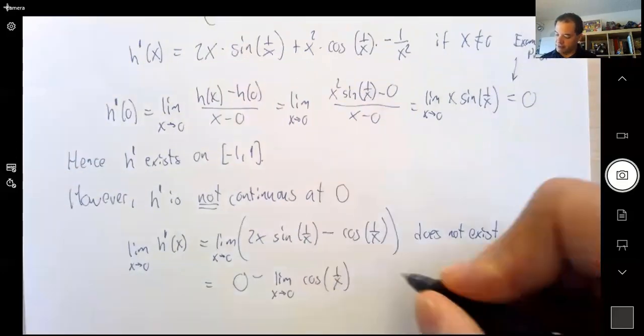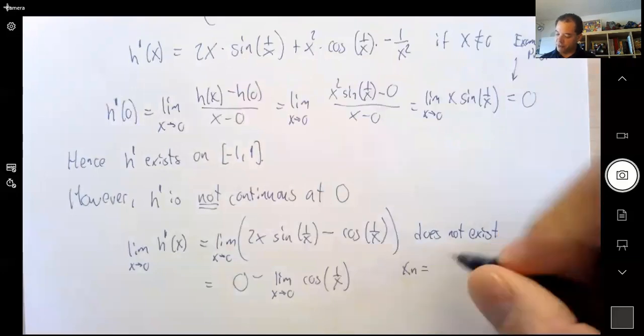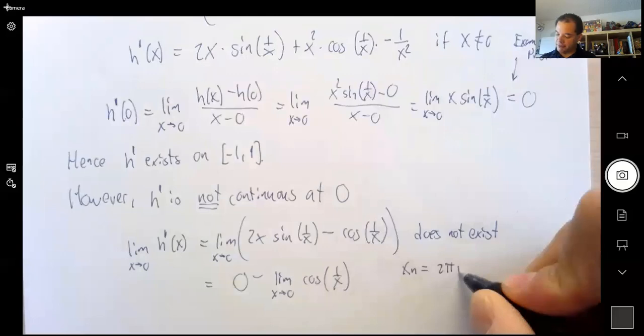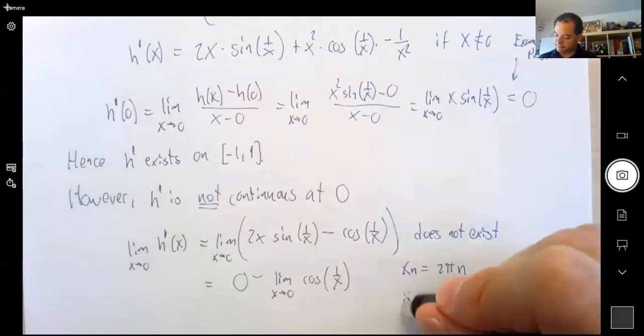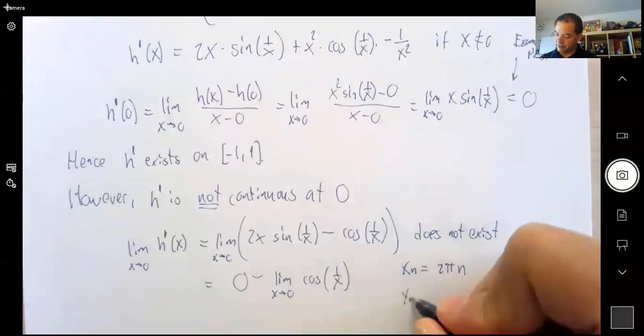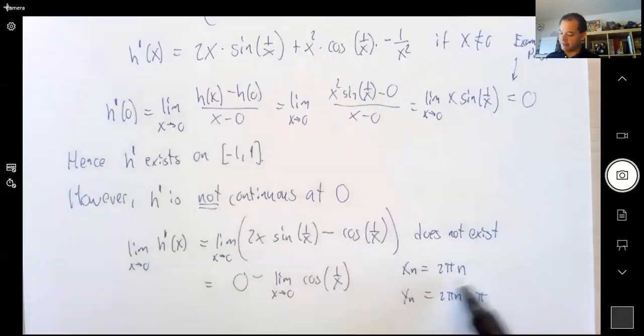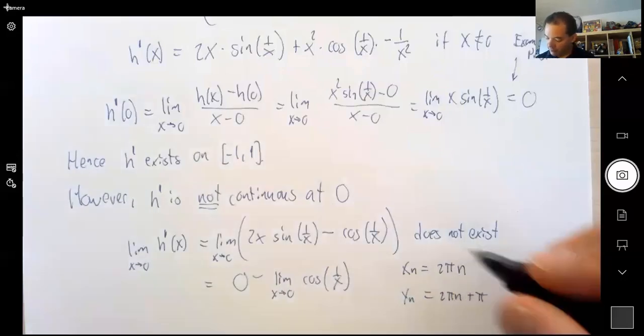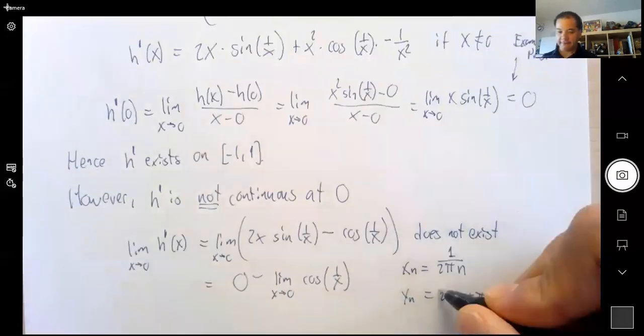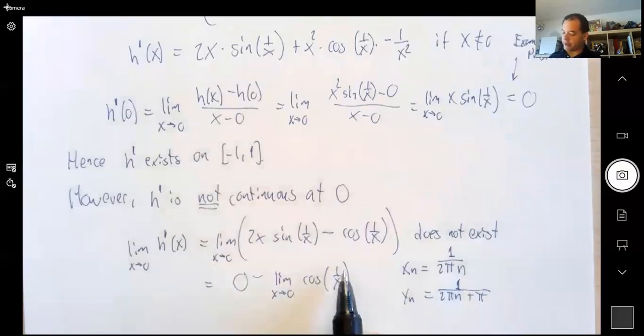And you can use the sequence xn, 2 pi n, and the sequence yn, two pi n plus pi. So if you use this sequence, 1 over that goes to 0, right? So then when you do the cosine, this will be cosine of 2 pi or 4 pi or 6 pi, and that is going to be 1. But if you plug in the other one, it will be -1. So you have two sequences whose answers take you to different places. So this limit doesn't exist, all right?